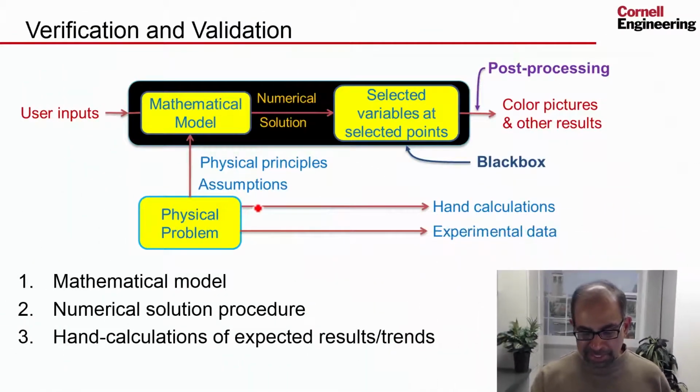Here I want to talk about validation, how we validated the ANSYS model. And if you recall, validation is looking at whether the mathematical model we have represents the physics accurately. Are the physical principles in the mathematical model sound, and are the assumptions acceptable? And for that, we turn to experimental data, and we have two kinds of experimental data here.